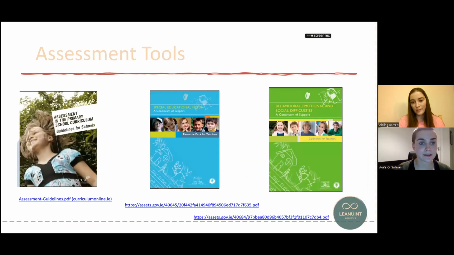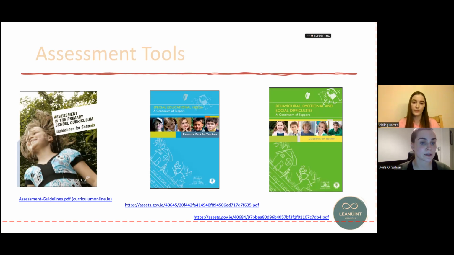Before we look at infant assessments, I just want to briefly mention these 3 very useful assessment tools, and there are links to all 3 on this slide. So the first, I'm sure you are all aware of, is the Assessment in Primary School Curriculum Guidelines. Now this is well used and it's an evidence-based resource. It's used by many teachers all over the country.